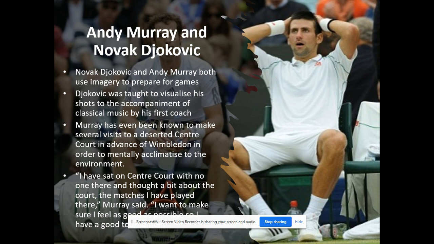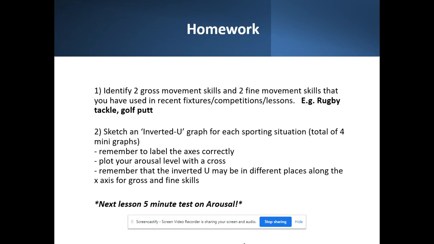So I'm going to give you the homework now, and then I'm going to set you on the next task. Your homework, I'll put on Google Classroom and on Show My Homework. You need to identify 2 gross movement skills and 2 fine movement skills that you've used in a recent fixture, competition, or lesson. For example, a rugby tackle, a golf putt. You need to sketch an inverted U graph for each of these sporting situations, so a total of 4 mini graphs.